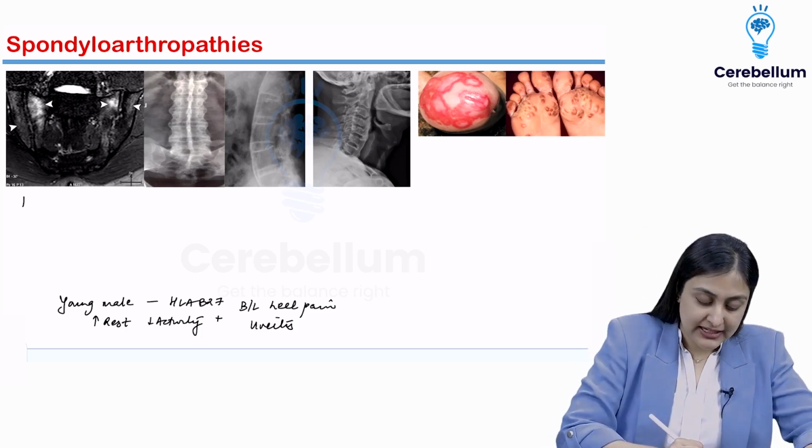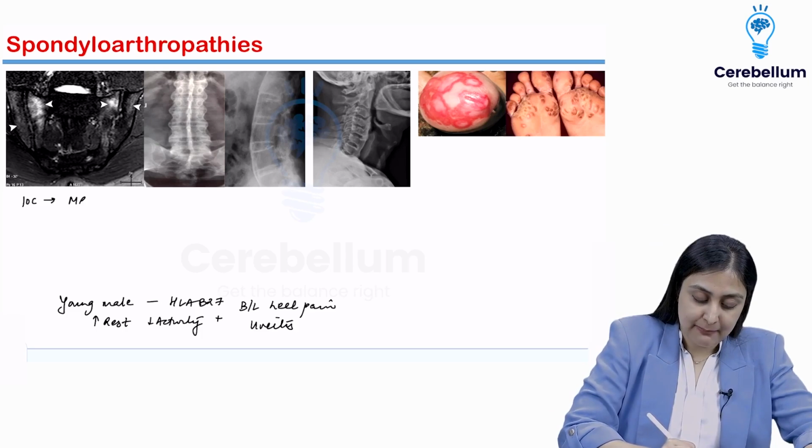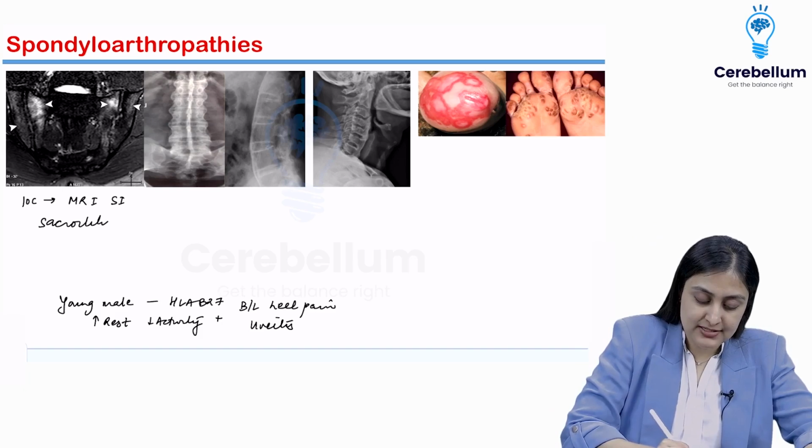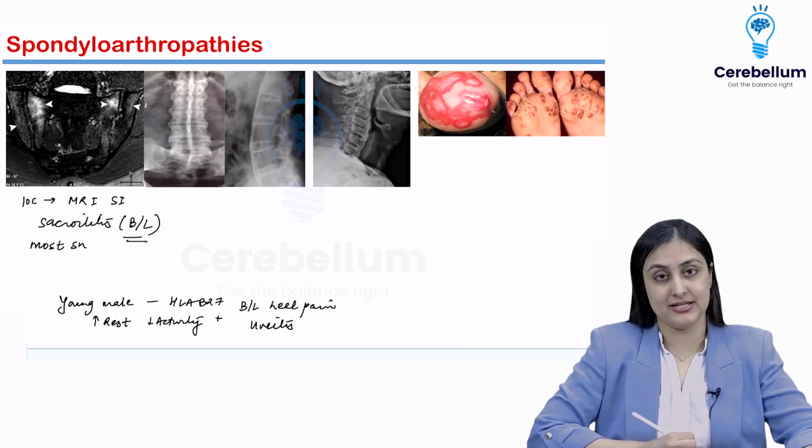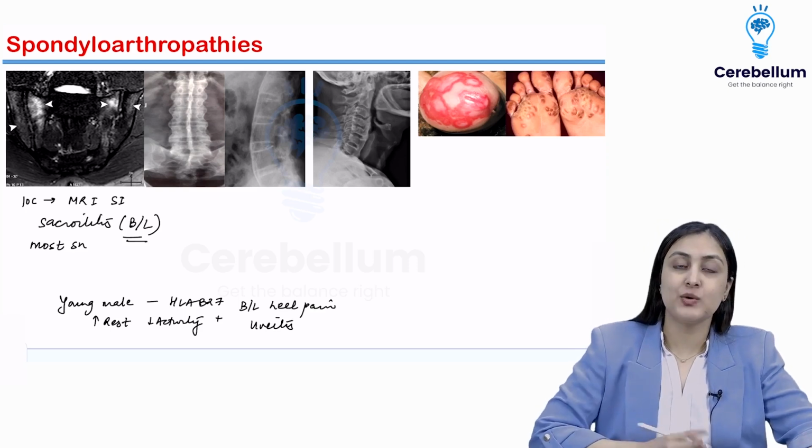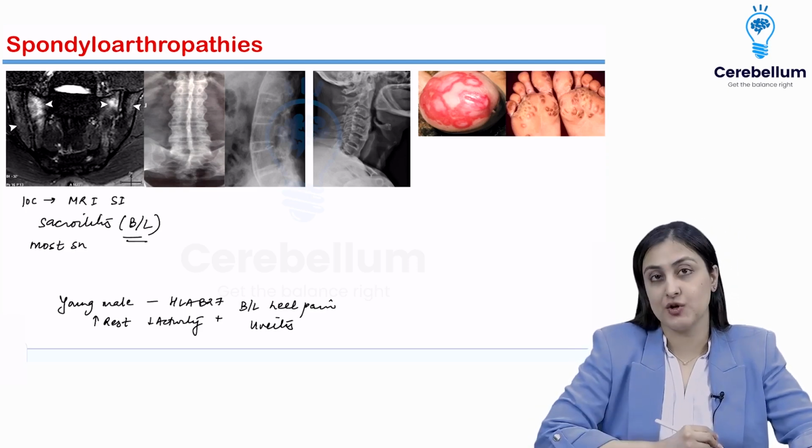So what is the investigation of choice is an MRI of the SI joints that will show you sacroiliitis. This is also the most sensitive finding. It is usually bilateral asymmetrical sacroiliitis. If it is unilateral sacroiliitis, always rule out tuberculosis.